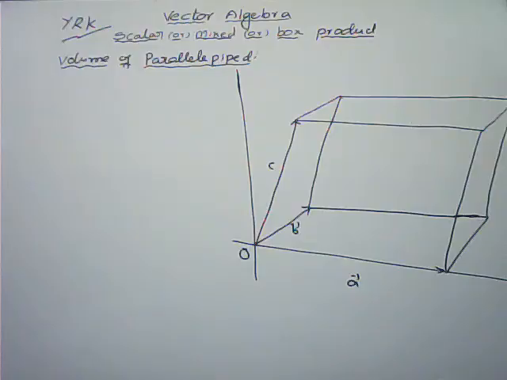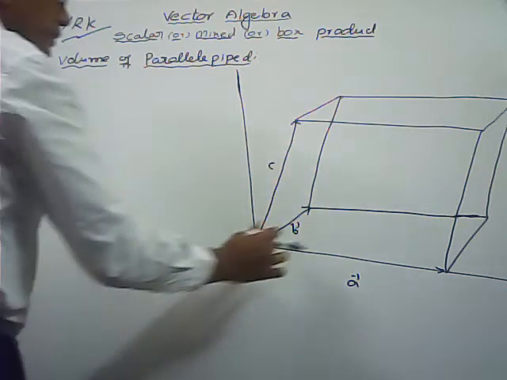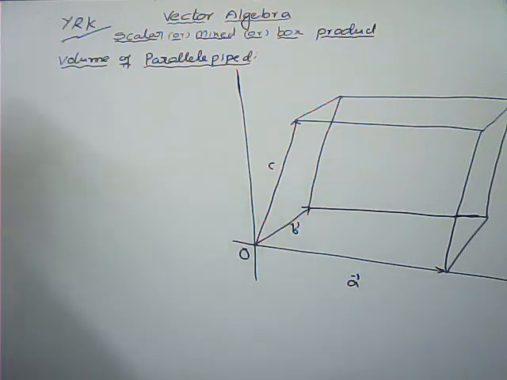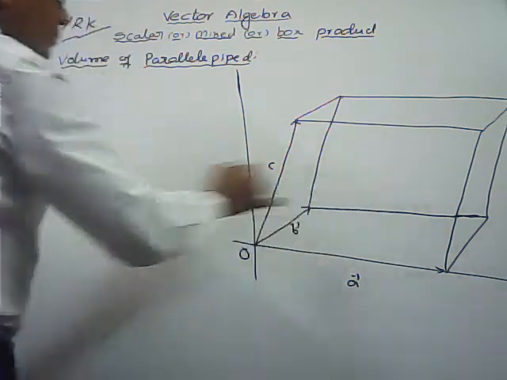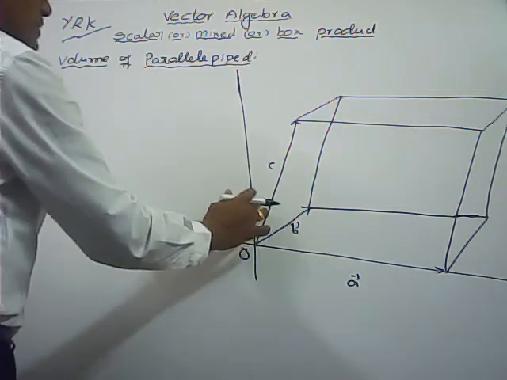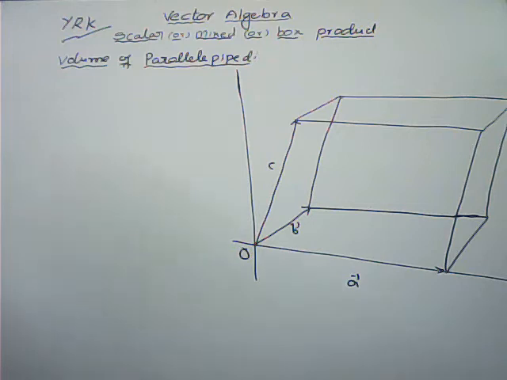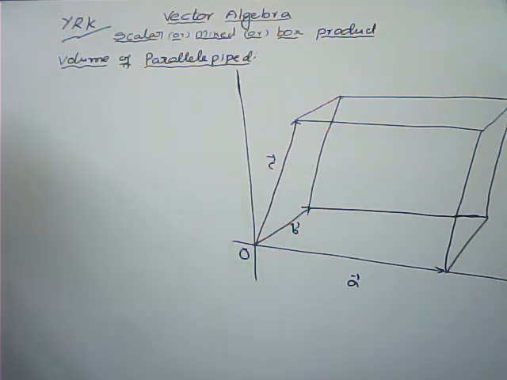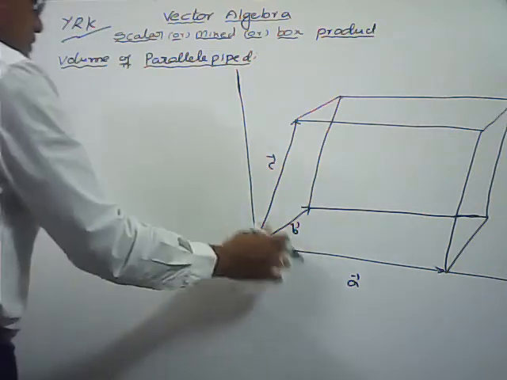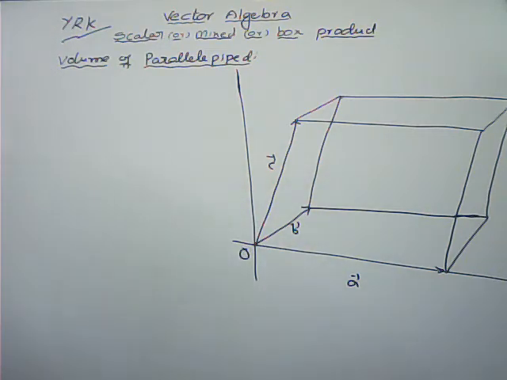Next, volume of parallelepiped. Now here all the faces are parallelograms only. Here this is the base. Base is a parallelogram. Here A bar, B bar, C bar are coterminous vectors. Coterminous vectors means either all are having the same initial point or having the same terminal point. Here these three vectors have the same initial point. So these three are said to be coterminous vectors only.